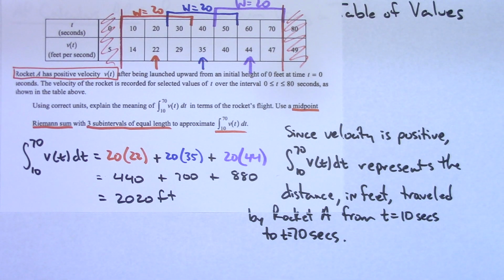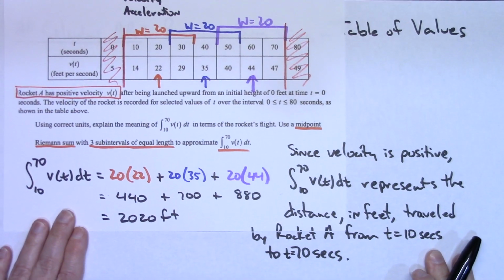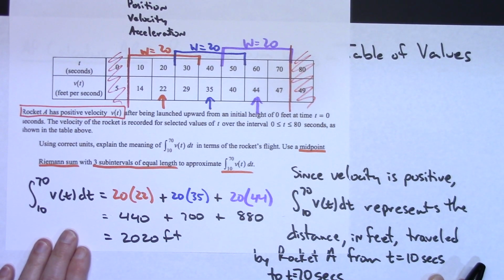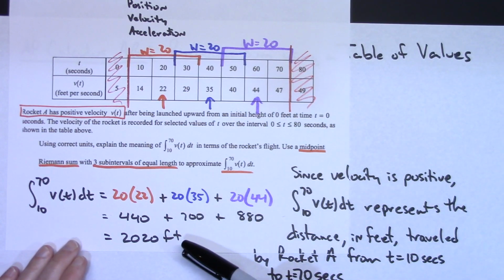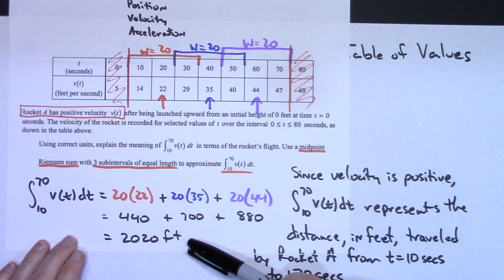So just one specific example using a Riemann sum with your table of values, how you've got to go through it, come up with your meaning, and then approximate that integral.